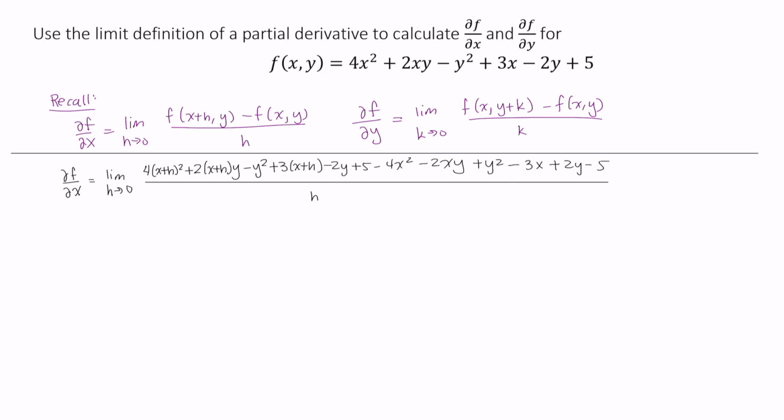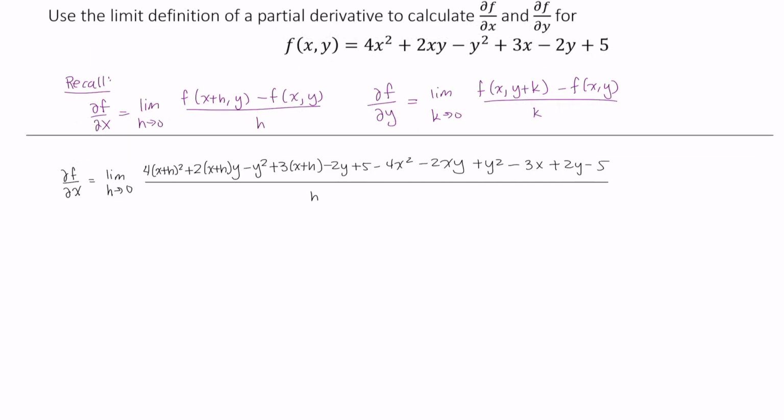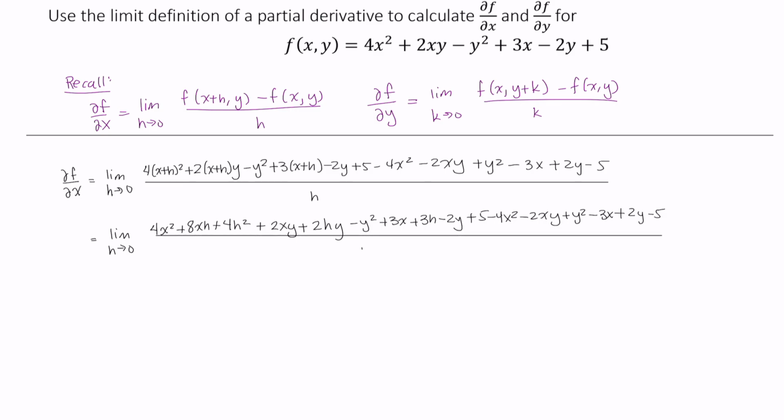Now bear with me while I rearrange the screen just a little bit. So let's distribute what we can, and remember that this is x squared plus 2xh plus h squared. So we have the limit as h approaches 0 of 4x squared plus 8xh plus 4h squared plus 2xy plus 2hy. So I'm here now distributing both the 2 and the y to each term, minus y squared plus 3x plus 3h minus 2y plus 5 minus 4x squared minus 2xy plus y squared minus 3x plus 2y minus 5. Hopefully I didn't miss anything. And this entire expression again divided by h.